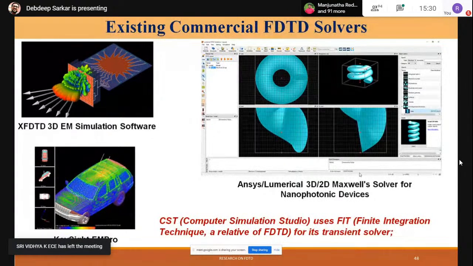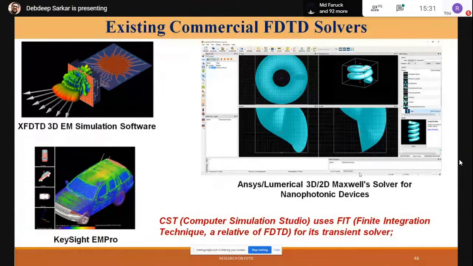And just to complete the discussion today, there are several commercial FDTD solvers. XFDTD is there, Numerical ANSYS is there, a 3D Maxwell solver for nanophotonic devices. Not only in the RF domain, but in the optical domain also, because it is a general solution of Maxwell's equations. And we have Keysight's solver also. And CST, a computer simulation studio, generally has the transient solver.